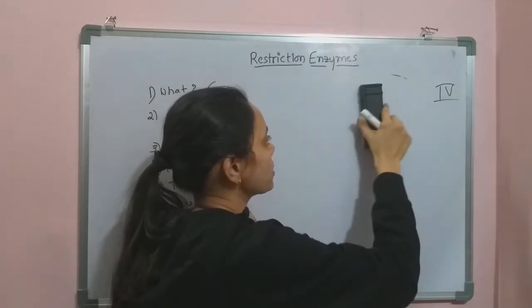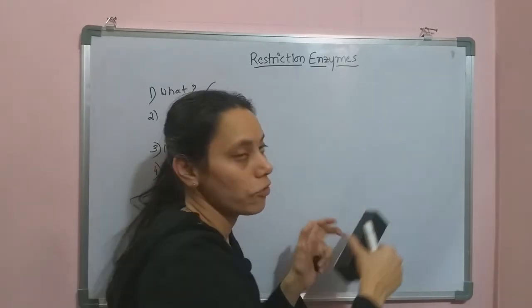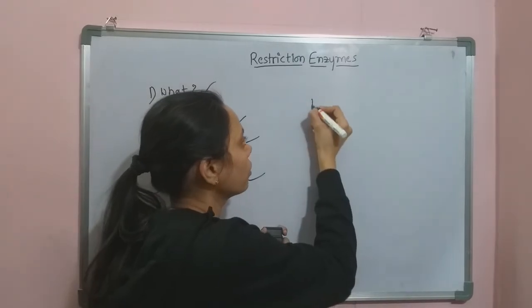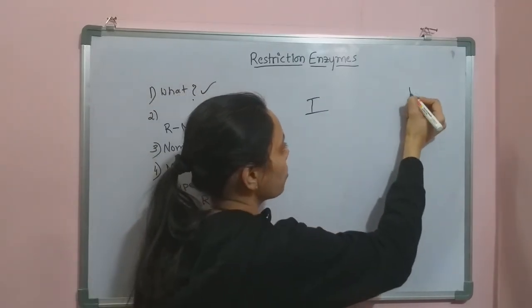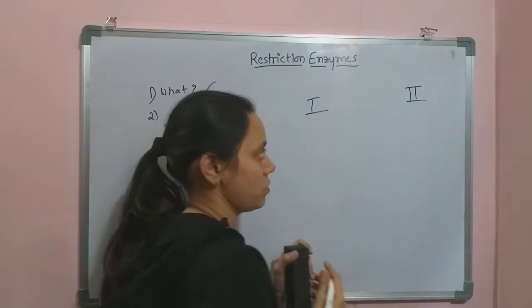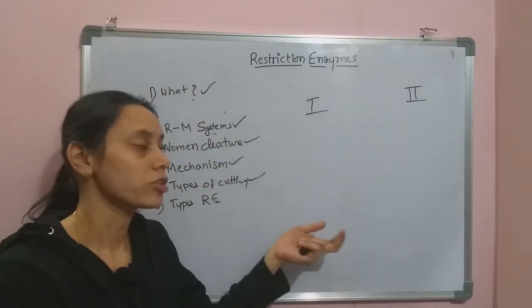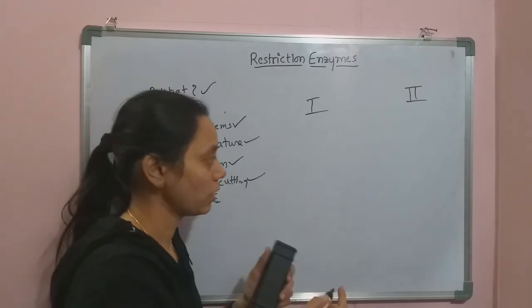Basically type 3 and 4 enzymes are not very significant. Generally we use type 1 and type 2 enzymes. So let us discuss details about the type 1 restriction enzymes and type 2 restriction enzymes.